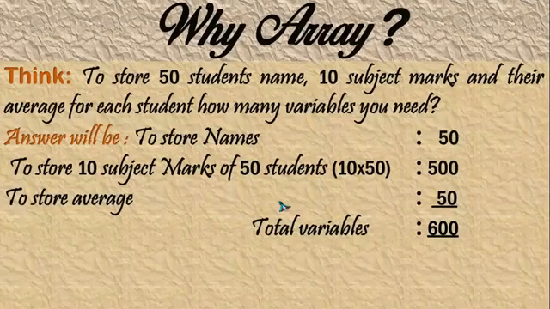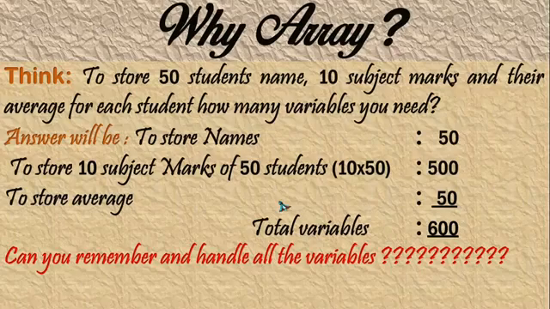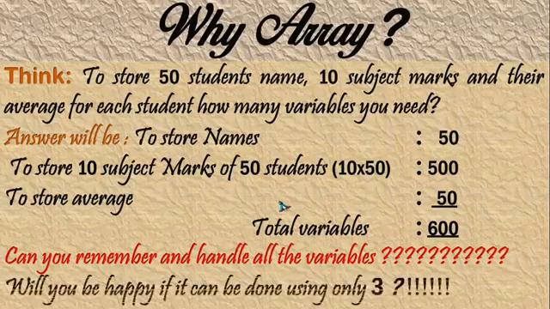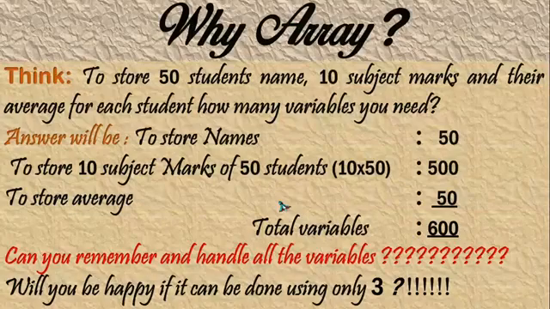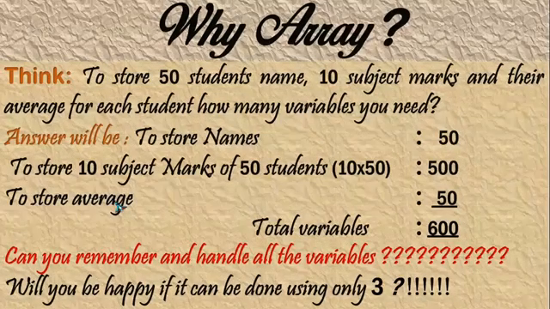Can you remember all these variables? Can you handle these variables easily? No. So we use arrays. If we use arrays, we just need to have 3 array variables. One is for storing the names, second is for the marks of the subjects, and third is to store average. Let us understand more about how it is going to store these variables.